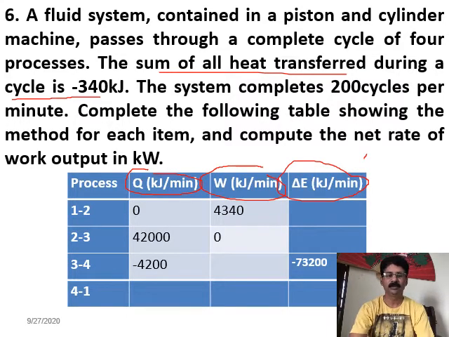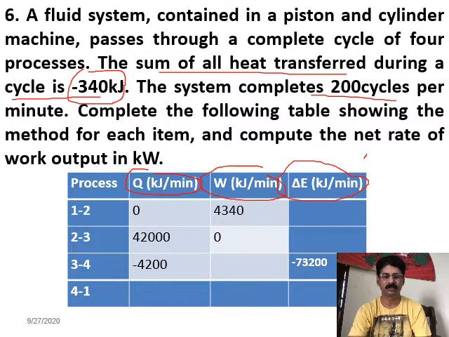Now if you look at the energy units, they are given in kilojoules per minute, but here it is kilojoules only, because it is per cycle. He also gives the total number of cycles per minute, that is 200 cycles per minute. If you multiply these two, you will get the cyclic integral of dq. Using that, you have to find out the first column of the process 4 to 1.